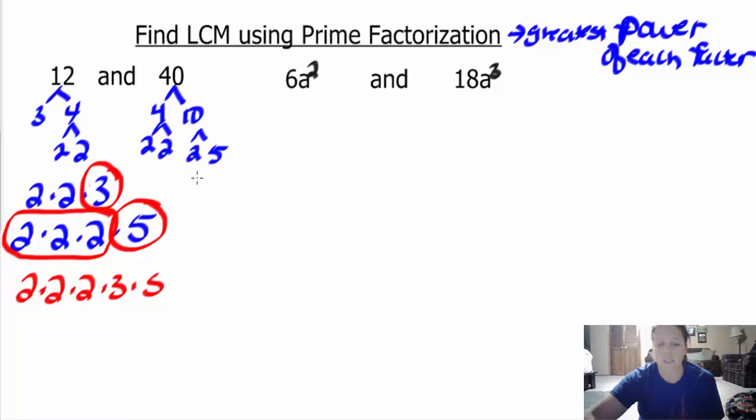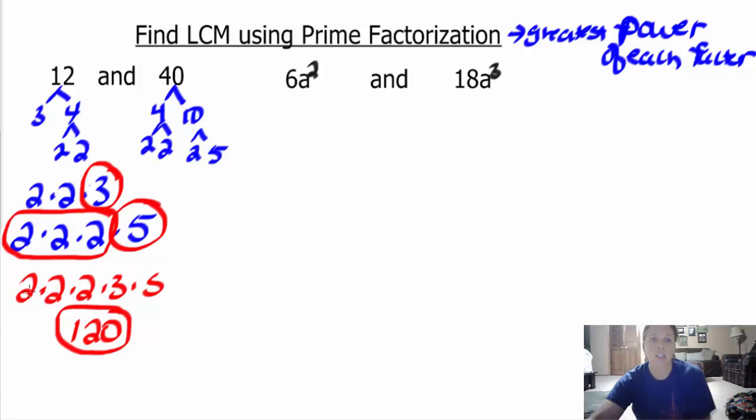Okay. So 2 times 2 is 4. 4 times 2 is 8. 8 times 3 is 24. 24 times 5 is what? 120? Is that correct? That's what I have on my notes. So it's 120. So this seems like a lot of work, but I don't think it's nearly as much work as doing 12, 24, going all the way through these multiples.